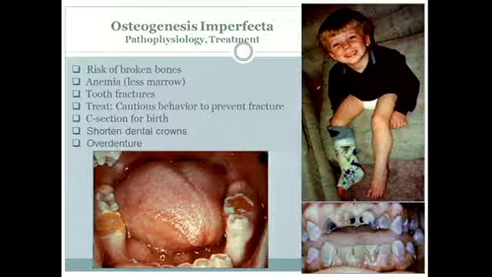Again, risk of broken bones. If they have less marrow, then they may be anemic. So you think about what does the marrow function as? What does it do for us? It helps distribute that oxygen throughout the body, right? And so we have blood coursing through there. We have blood products that are being made, and we really need all those components. That's why our body is how it is.